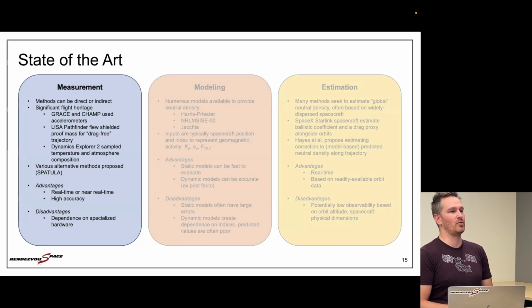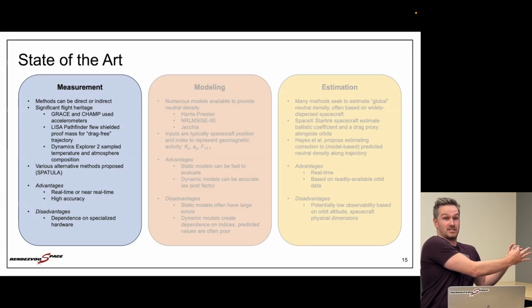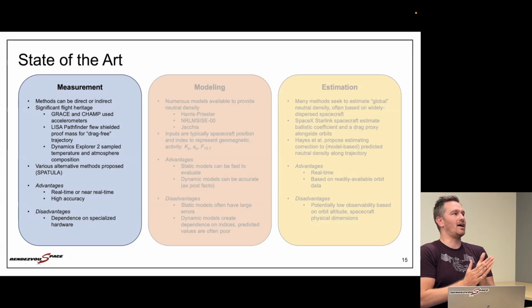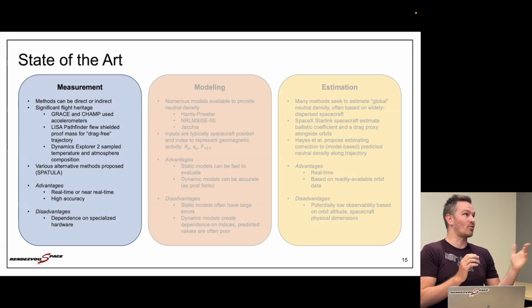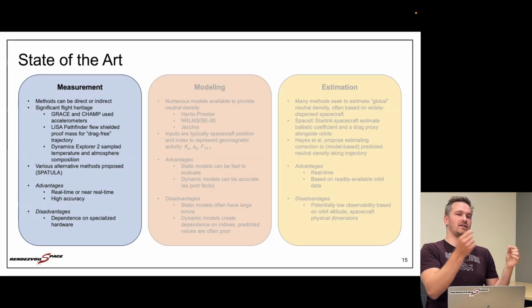For example, GRACE and CHAMP both used very high accuracy accelerometers to try to basically disambiguate this from the other unmodeled perturbations. The LISA Pathfinder mission, this one was really cool, flew a shielded proof mass, where basically you have a shield around a free-floating craft around that mass as it's moving through the atmosphere. So in that way, you get a drag-free trajectory. And then IMX Explorer 2 did sort of a direct measurement, which has instruments which can directly sample temperature and atmospheric composition and use that to then, from a physics-based model, back out what's the density.